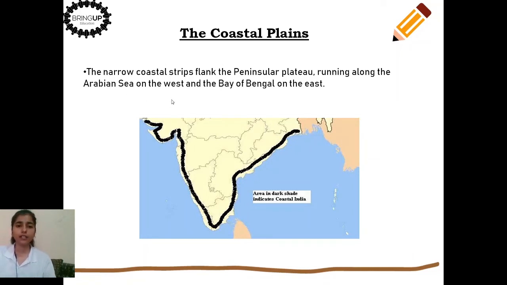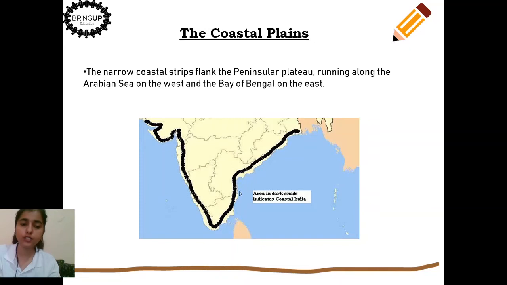running along the Arabian Sea on the west and the Bay of Bengal in the east. So on the west we have the Arabian Sea and it runs along the Arabian Sea, and in the east we have the Bay of Bengal and it runs along the Bay of Bengal. The western coast is a narrow plain sandwiched between the Western Ghats and the Arabian Sea. So now you know why the Western Ghats are parallel to the western coast.